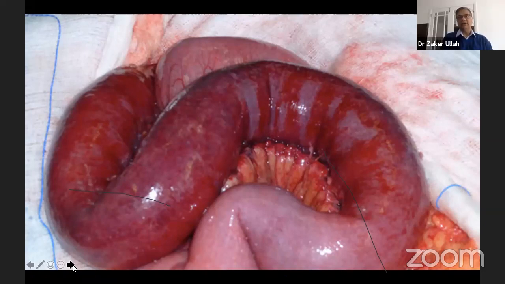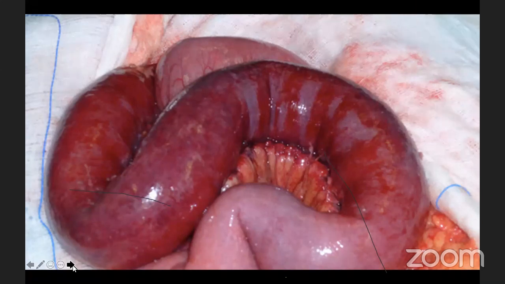Okay, small bowel exteriorization. You can do that, but I think, of course, there is another thing called damage control surgery. Have you heard about that? Yes, sir. Drop and clip.